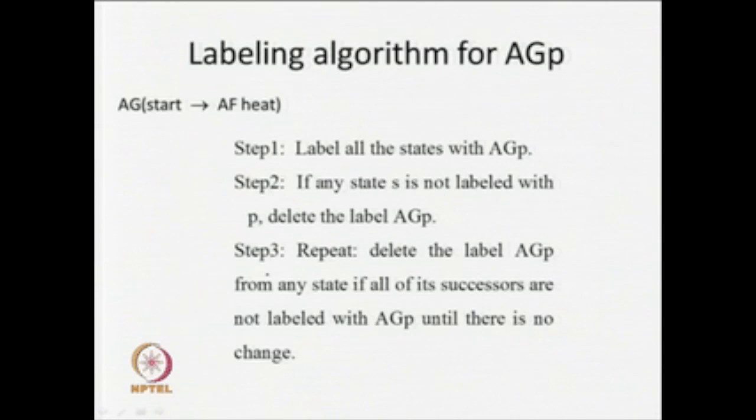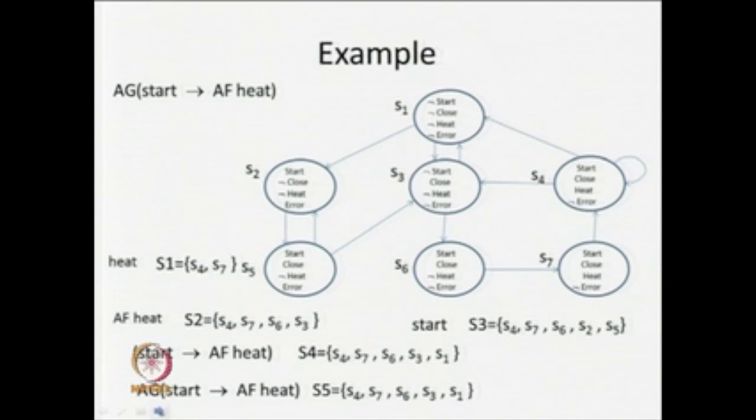So, if you look into this procedure, then what will happen for AG start implies AF hit? Initially, we are going to label all the states, then we will remove where it is not labeled with start implies AF hit. So, these are the states where start implies AF hit is true. AG start implies AF hit will be true in S4, S7, S6, S3 and S1. In these 5 states it will be true, these 2 states will not come.